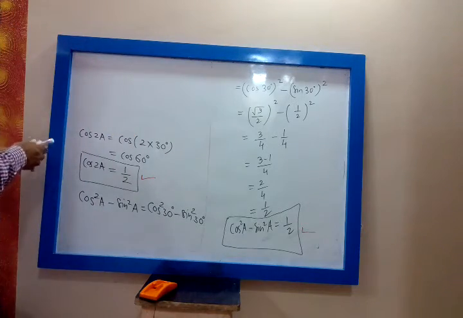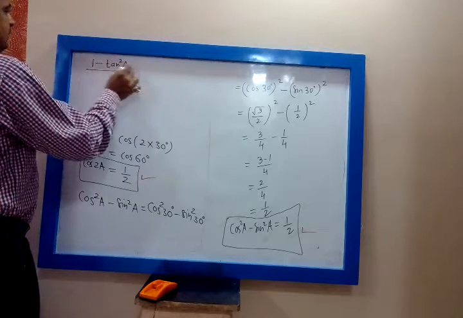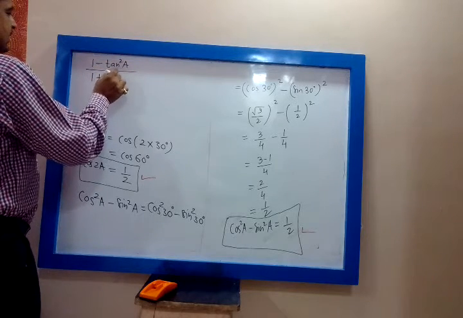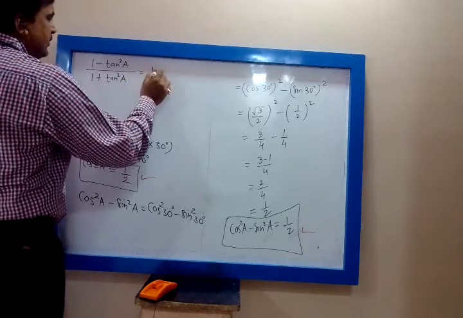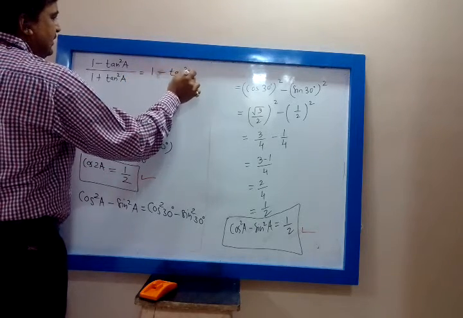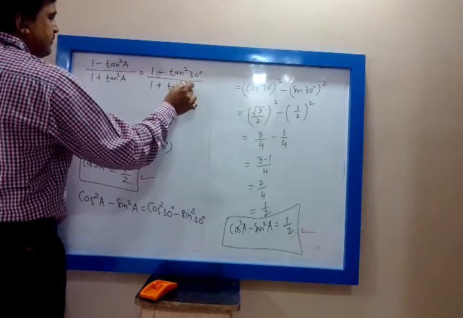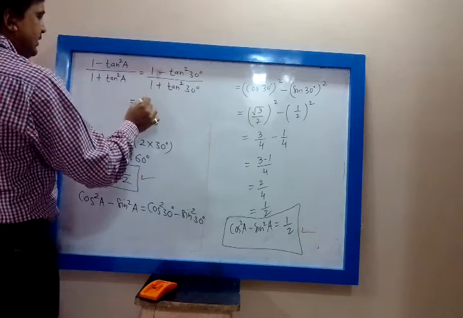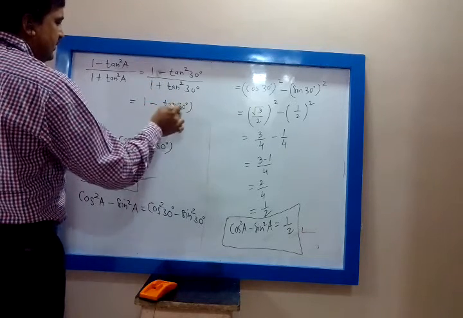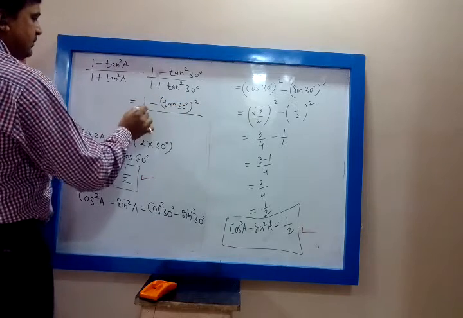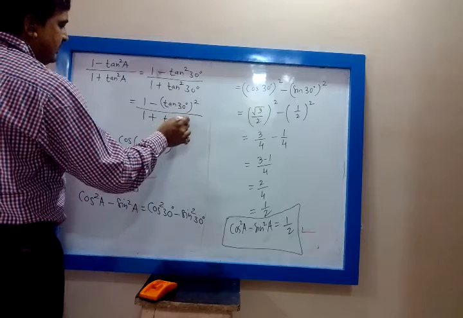1 minus tan square A upon 1 plus tan square A. So that will be 1 minus tan square 30 degree upon 1 plus tan square 30 degree. So 1 minus tan square 30 degree is the same as tan 30 degree square, upon 1 plus tan square 30 degree.